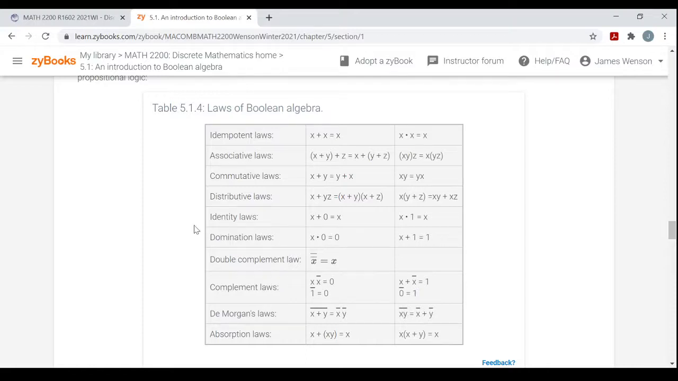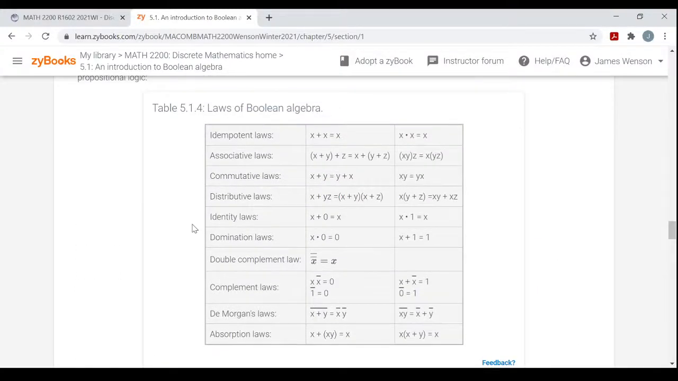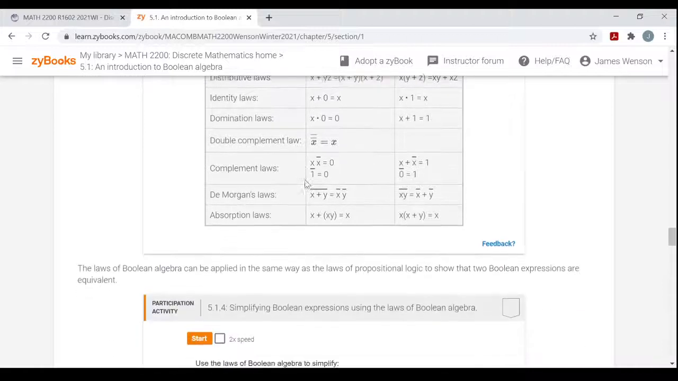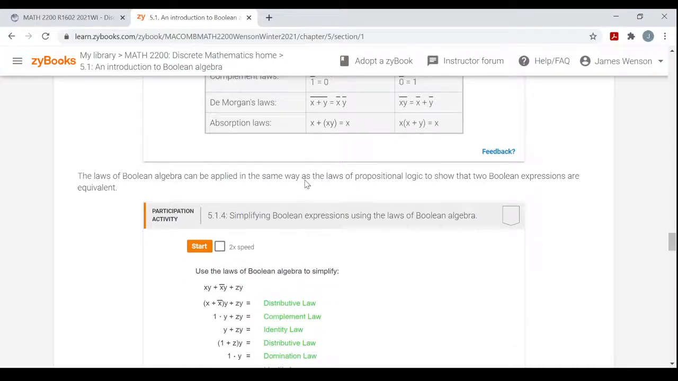So as in chapter 1, we're going to be using these laws to prove that certain expressions are equal. These are always true. x plus x will always have the same value as just x. x plus 0 will be equivalent to x. The complement of the complement of x is x, and so on. All these are always true, and we're going to use these to show that other expressions are always equal as well. It's just like back in chapter 1, or in the chapter on sets, chapter 3.